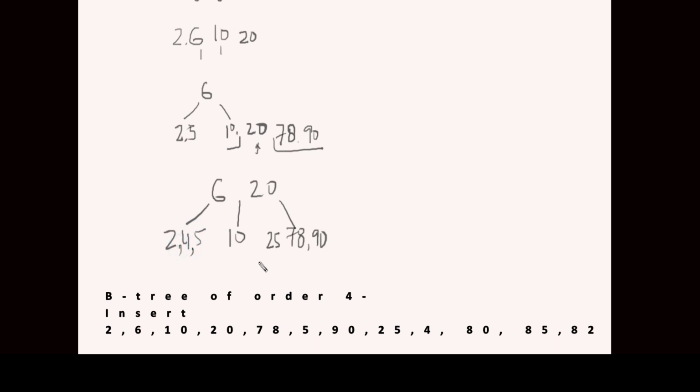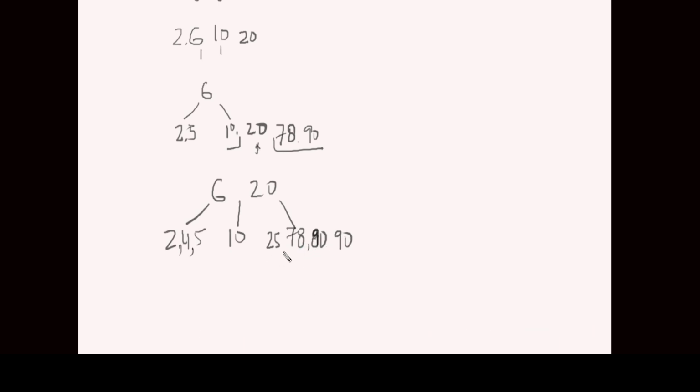So 80 comes out to be inserted at this place here. So let's say this is 80 I inserted here. So let me write it like this. This is going to happen now. Now this will violate the requirement. So we need to split this node.